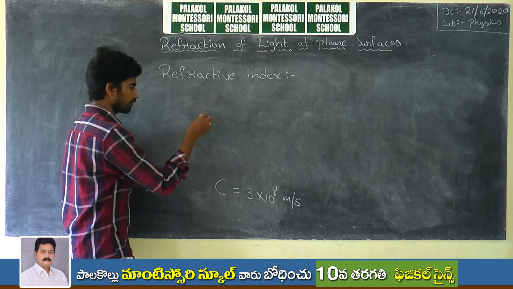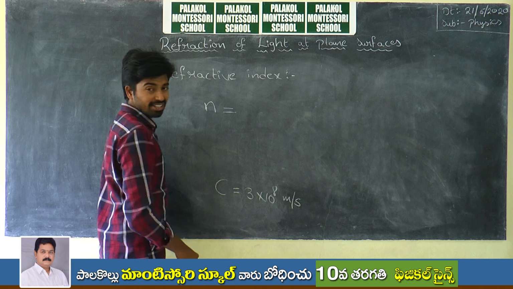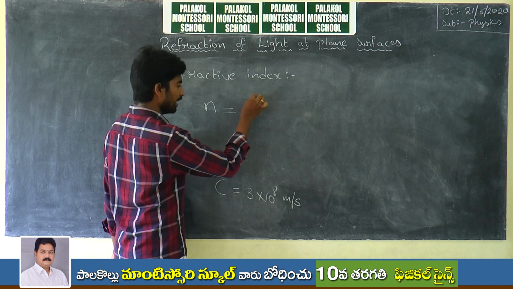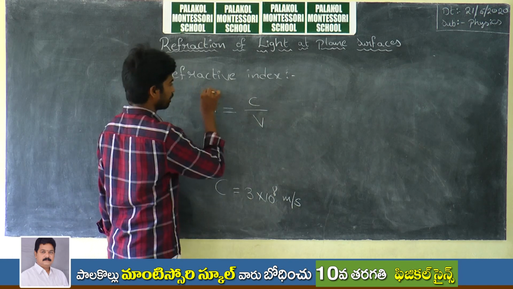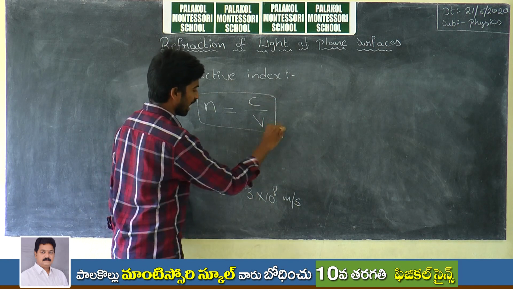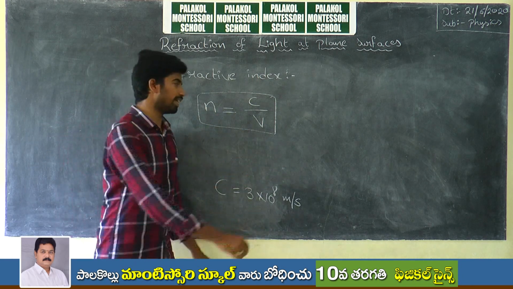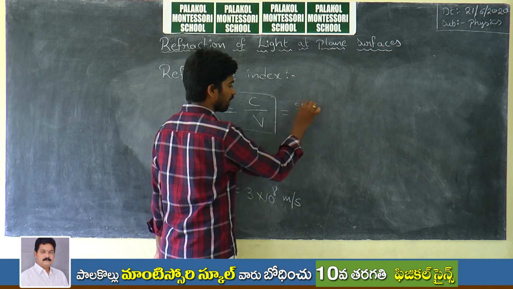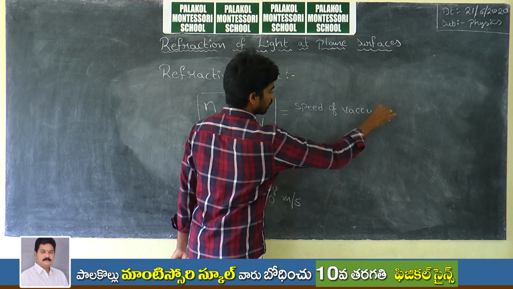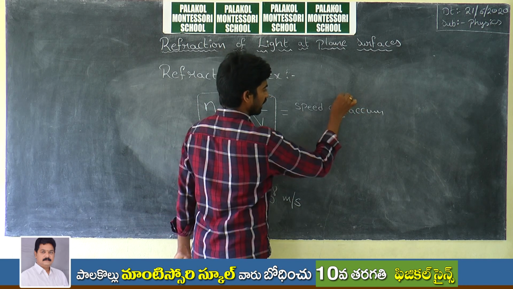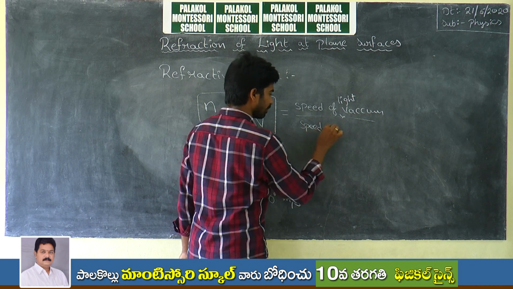So let us see what refractive index is. Refractive index is denoted with n, and it is defined as the ratio of the speed of light in vacuum to the speed of light in the medium. Here c denotes the speed of light in vacuum, and v denotes the speed of light in the medium.